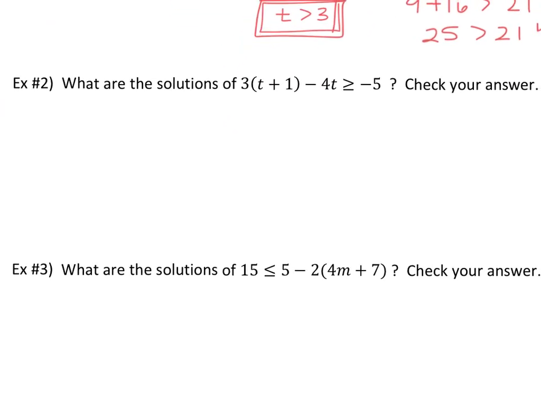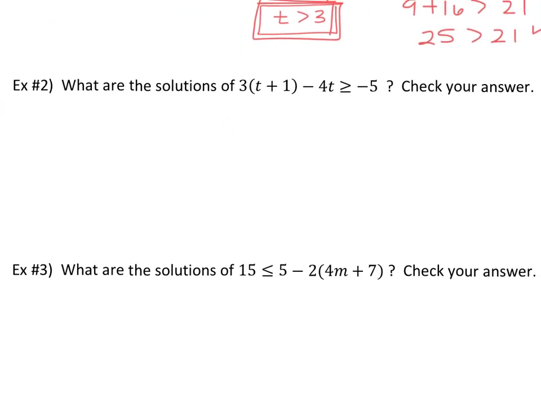So this one says, what are the solutions of 3 times (t plus 1) minus 4t is greater than or equal to negative 5? Okay. What should you do first on this one? Distribute. Yep, we're going to distribute that 3. Don't forget to do both parts, okay? So it's 3 times t plus 3 times 1, which is 3, minus 4t is greater than or equal to negative 5, okay?